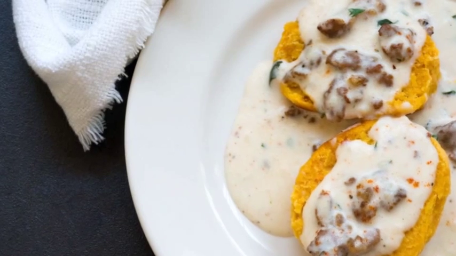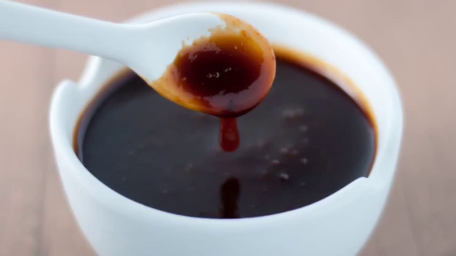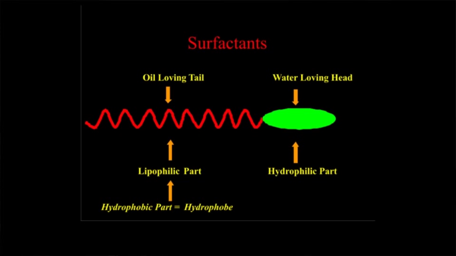Emulsions are extremely important in the food industry. You've got gravies, you've got salad dressings, you've got sauces. The fundamental problem is that oil and water just do not mix. You can shake them up all you want, but as soon as you stop shaking, they separate. So you have to include a molecule, a surfactant molecule, with that oil and water to stabilize the emulsion that you generate.